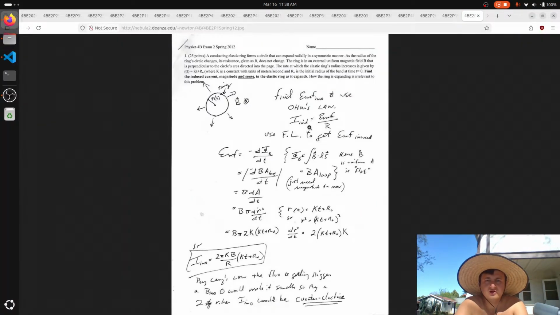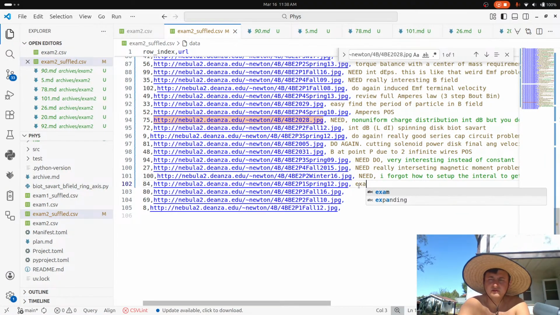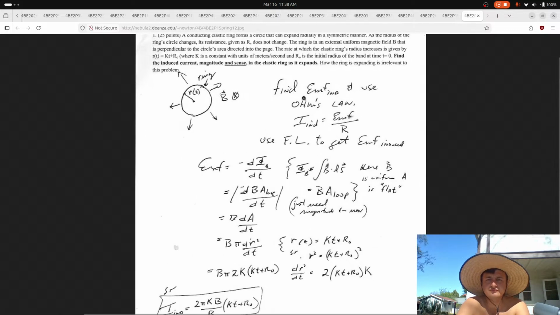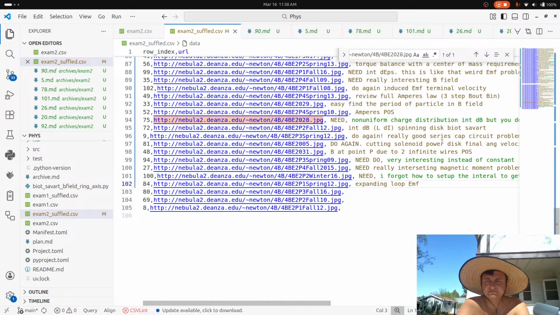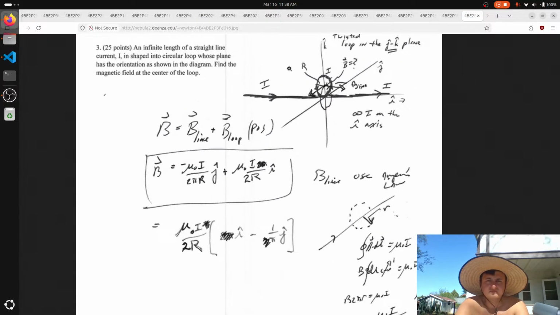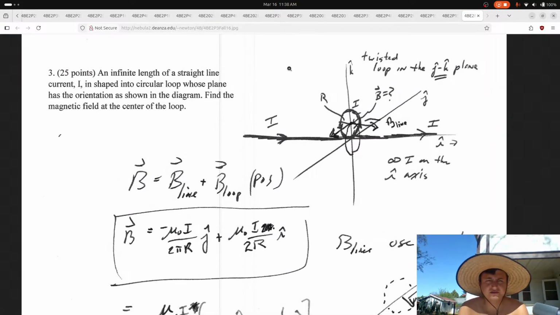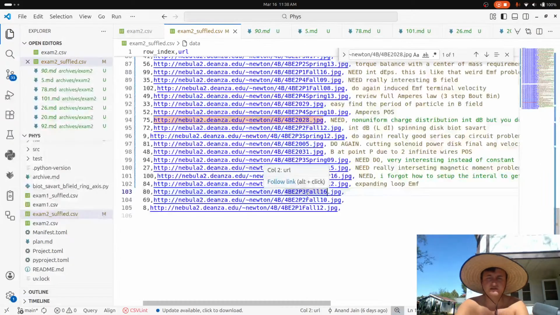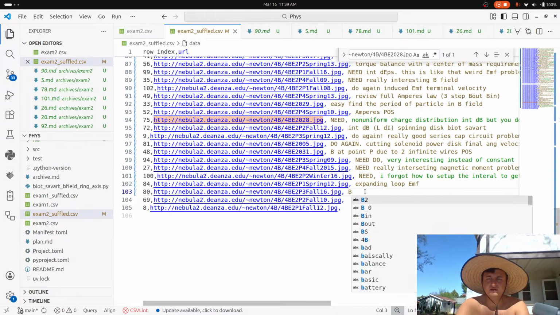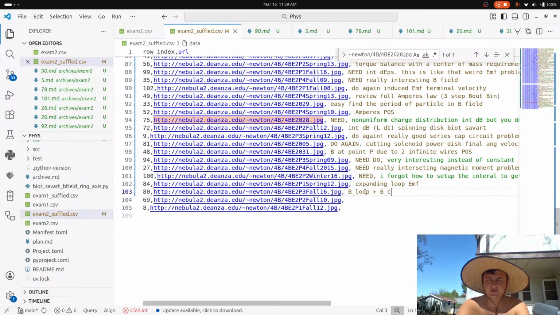Come on. Okay, expanding loop, EMF thing. Find the induced current. An infinite length of straight line current is shaped into a circular loop whose plane has the origin. Find the magnetic field at the center of the loop. Yeah. Okay. This was like a homework problem. B loop plus B wire, homework problem.